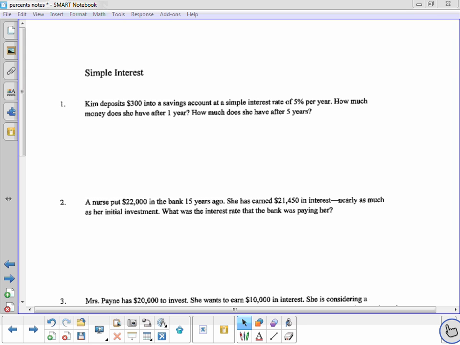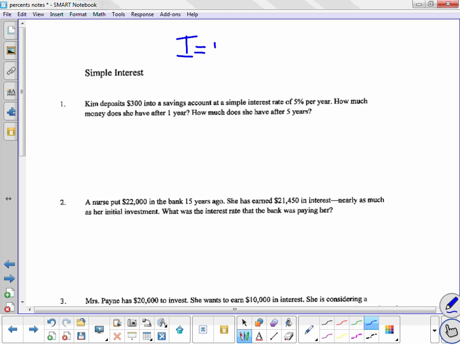So anytime you have questions on interest, I would always suggest you write it down. Interest equals the principal times the rate times the time. Principal is the money that's put into an account, the rate is shown as a percent, and the time is usually in years. Okay, so keep that in mind. So we're going to use the basic formula to answer those three questions.